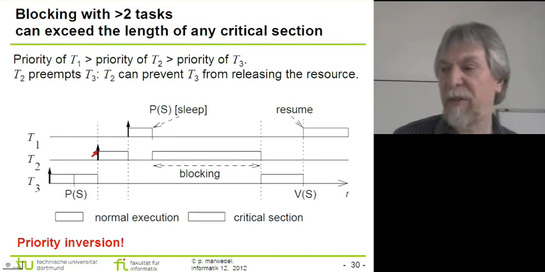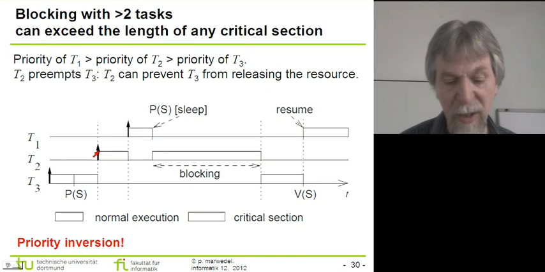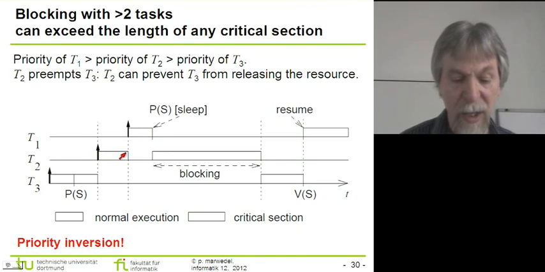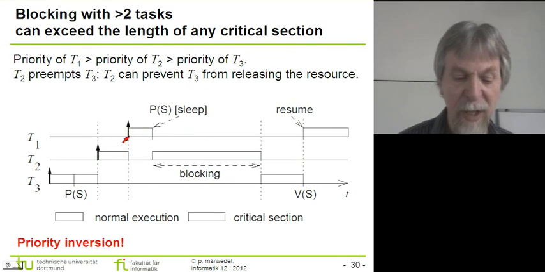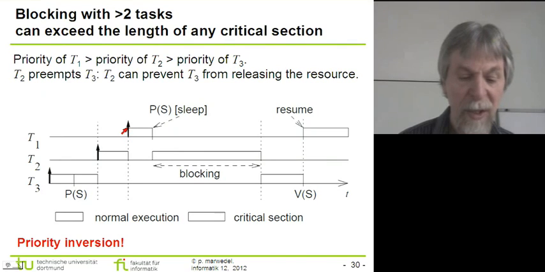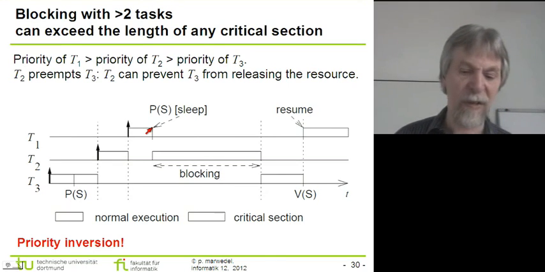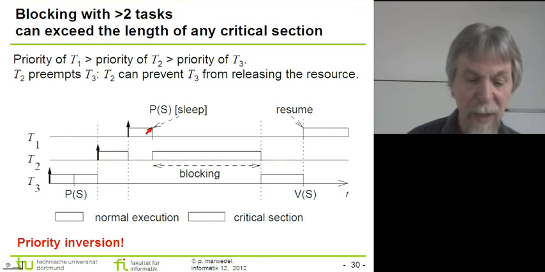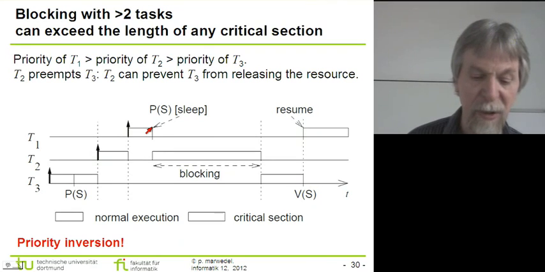Then this task T2 becomes executable, and will execute. It's not in any critical section, but then we assume that T1 becomes executable as well. It executes its regular code, but then also generates this P of S operation, and will start to sleep, will start to wait until it's woken up.